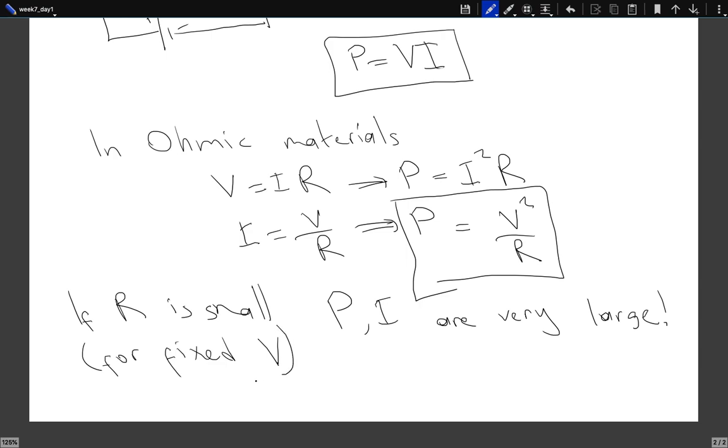If you fix the potential difference, like if you are using a battery or any electronic device attached to this plug, you are fixing the V. So if R is very small, your battery is providing lots of power to your system. But what happens to that power?